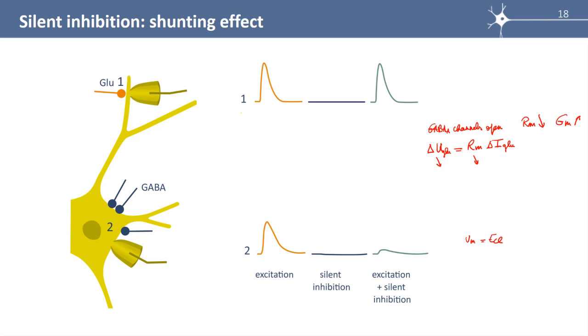So this shunting effect is always present. Why do we speak about it only with GABAergic synapses? Because of course when you open any channel, you have a decrease in resistance. But it's more important with GABAergic synapses because they have a tendency to be grouped at the soma here or very near the axon initial segment, where, if they are grouped, they have a much bigger effect on membrane resistance.